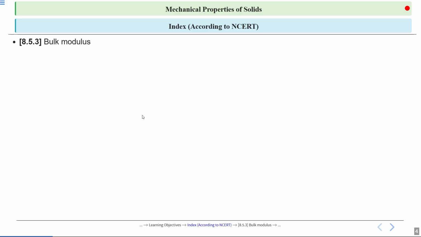So this is the index. In today's lecture, we will cover first 8.5.3 bulk modulus. After that, we will solve an example 8.5. And last, we will see 8.5.4 Poisson's ratio.